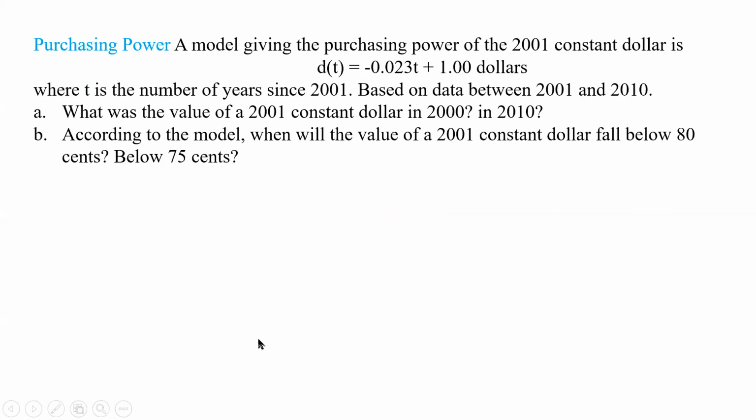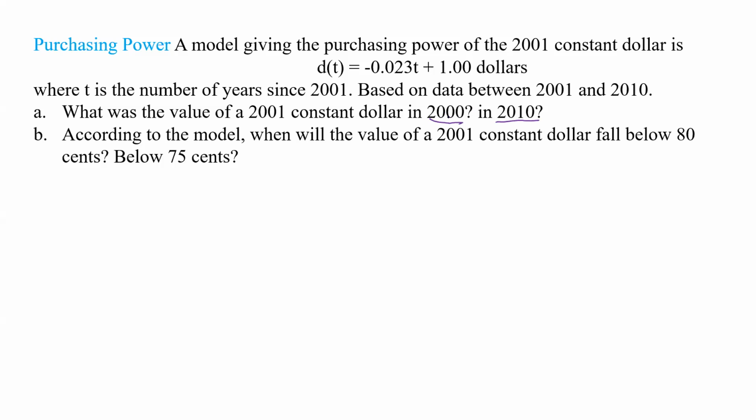What about this one? Purchasing power. It says a model giving the purchasing power of the 2001 constant dollar is, and it gives the function d of t equals negative 0.023 t plus $1, where t is the number of years since 2001, based on data between 2001 and 2010. Now, what was the value of a 2001 constant dollar in 2000 and in 2010?